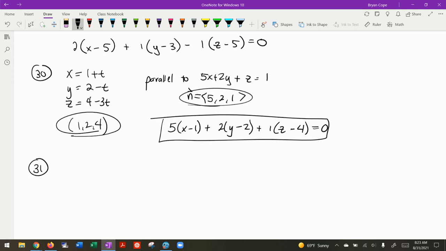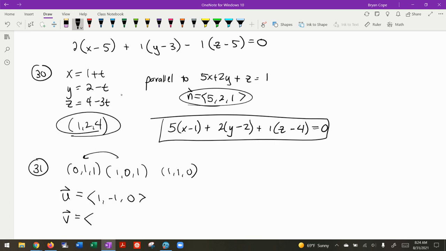31. The plane through the points 0, 1, 1, 1, 0, 1, and 1, 1, 0. Let's make two vectors. I'm going to make vector u, which is going to be this point minus this point, so second point minus first point. So 1, negative 1, 0. And let's make vector v, which is the third point minus the first point. So 1, 0, negative 1.